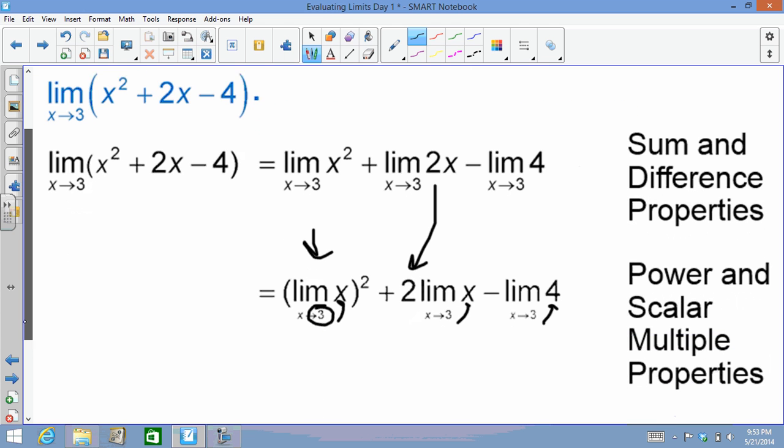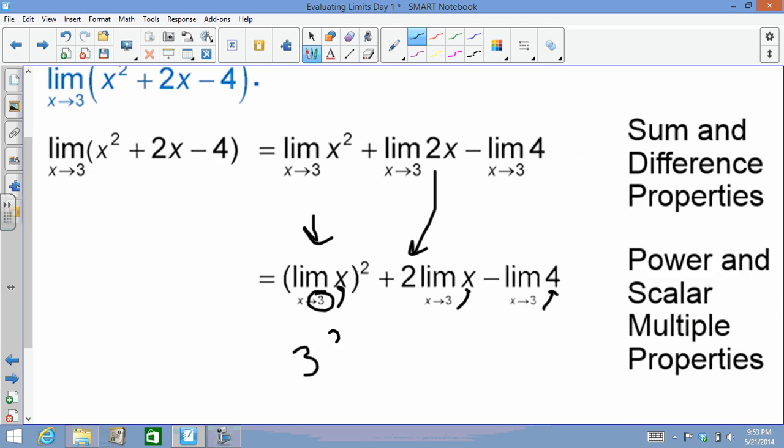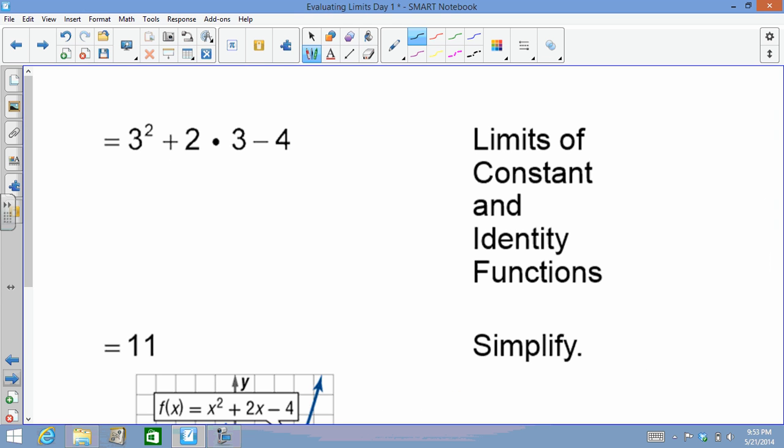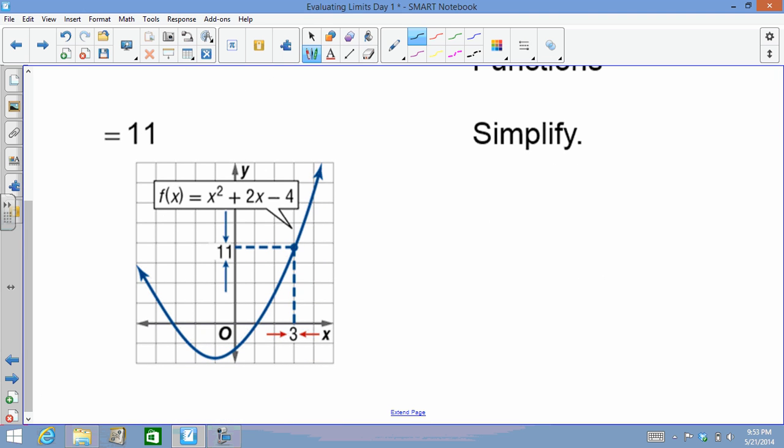So basically what I'm going to do with that is take 3 squared plus 2 times 3 minus 4. And when I do that, I end up with 9 plus 6 minus 4, which gives us the answer that we have here, which is 11. And if I look at the graph, I would see that at x of 3, my y value is 11, which verifies the same thing that we just got by direct substitution.